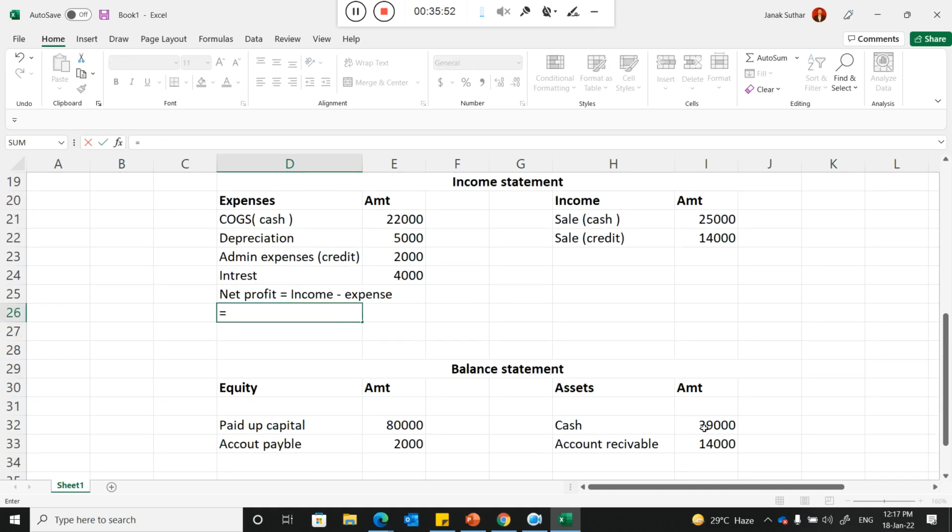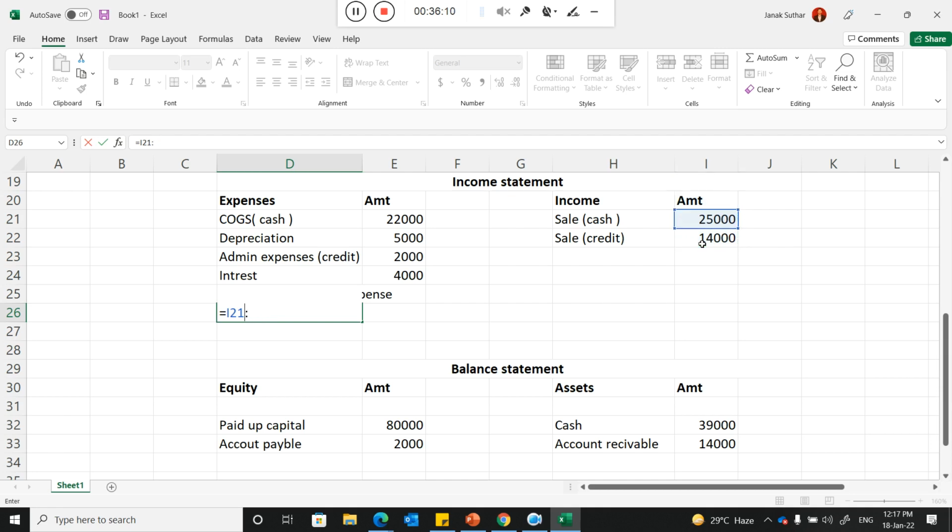No, that is the actual amount of cash available in my organization. What is the net profit? Net profit is nothing but the income minus expenses. So what is the income? The income is nothing but this one. Okay, and you cannot take that. So that is nothing but this one.